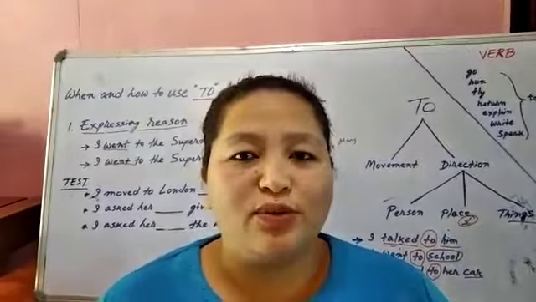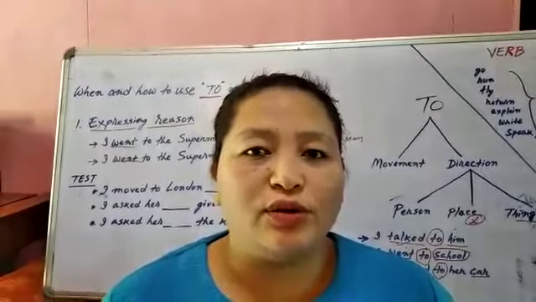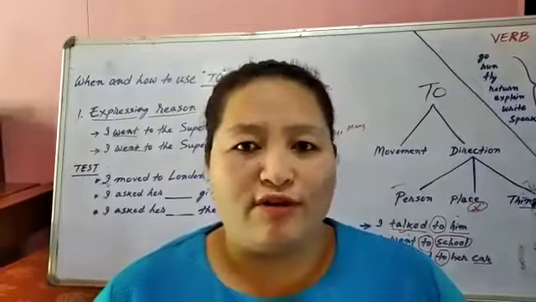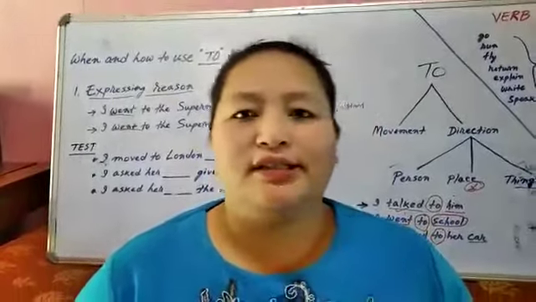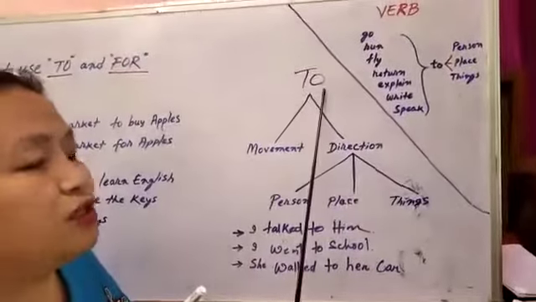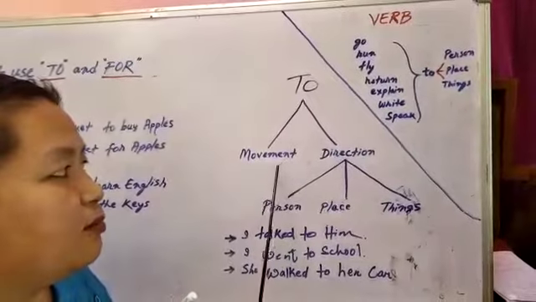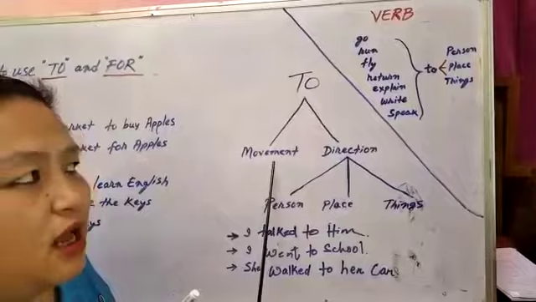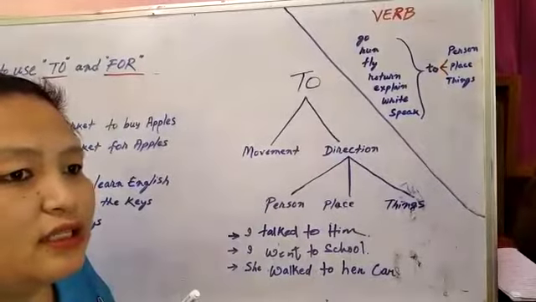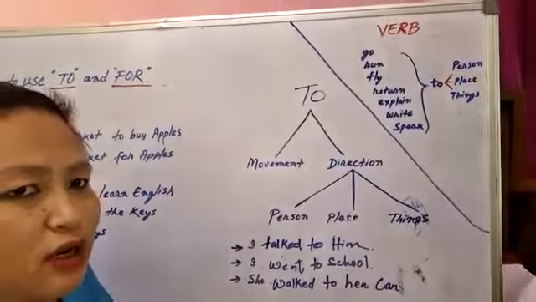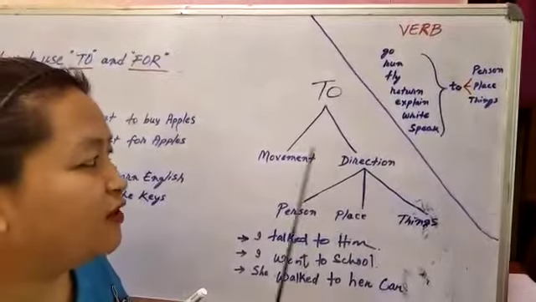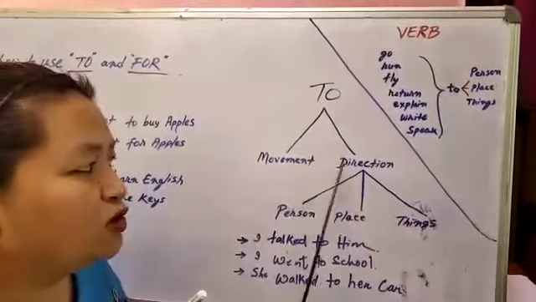In today's lesson, we will again see when and how to use the word "to", T-O, and "for", F-O-R. So let's get started. The word "to" is used in expressing movement and direction. Movement here means moving from one place to another, shifting from one place to another, which is also the same as direction, but different. These two also have a difference.